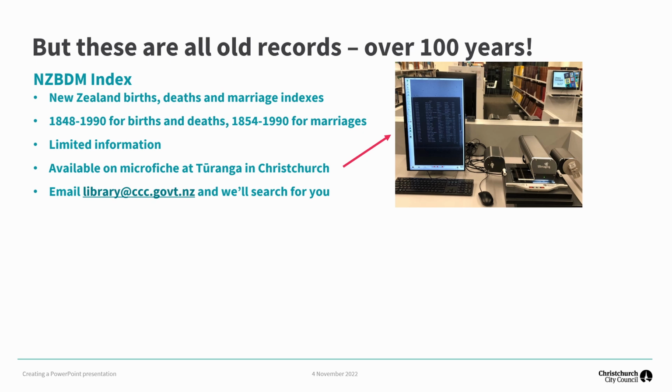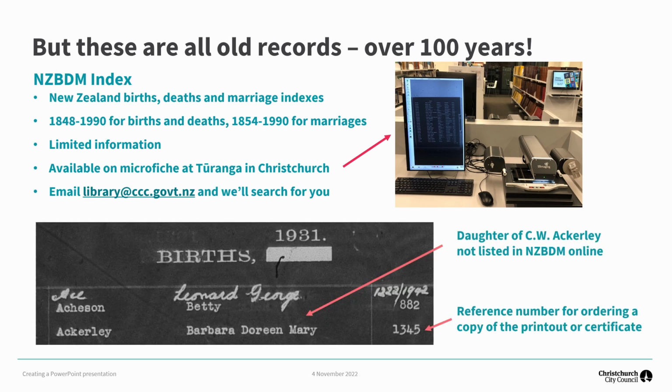So this index is available on microfiche at Tuaranga, Christchurch City Libraries, but if you're not in Christchurch, check to see if your local library has it, or email us and we'll try and find the birth for you. And here you can see we have that missing Ackley daughter, born in 1931, so her birth record will not be available on NZBDM online until 2031. And note that there's no information about her parents available via this particular tool, but there is a reference number to quote when you request more information.